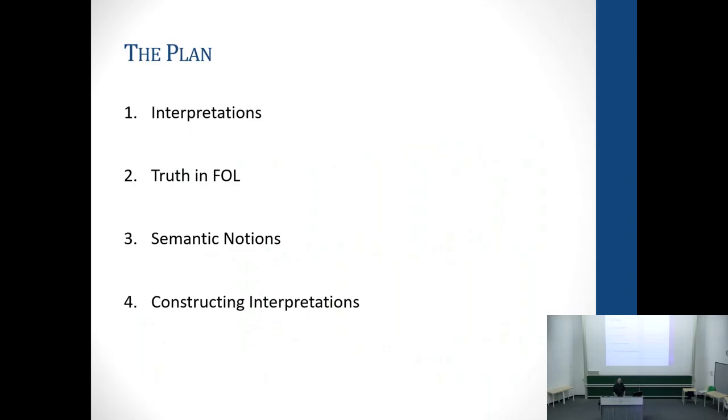Once we have the general idea, we can then define truth and falsity for sentences in FOL. That will then set us up to define semantic notions. And finally, we'll talk about the thing I'm going to ask you to do in the midterm, which is constructing your own interpretations to check for semantic notions. So how we can use interpretations to look for these various semantic properties. That's the plan. So let's get started by talking about what an interpretation is to begin with.